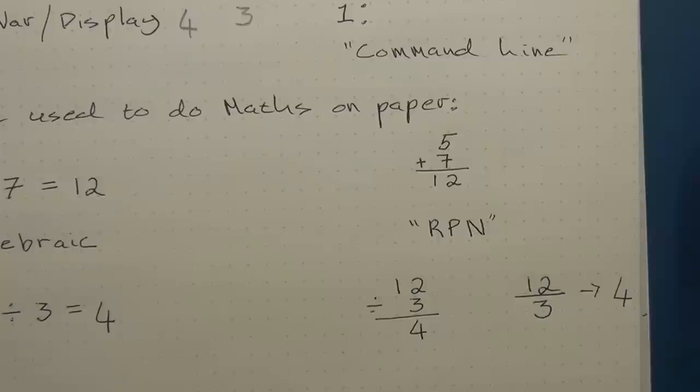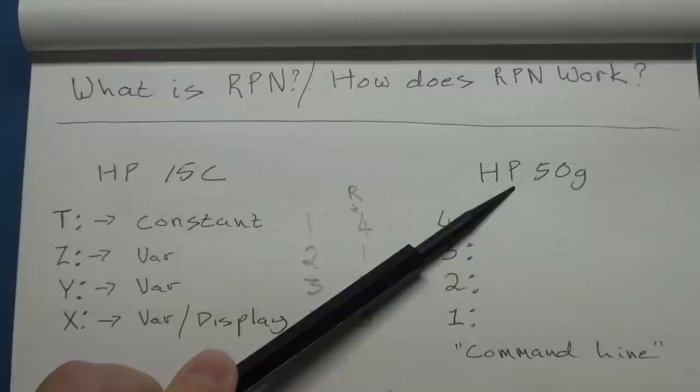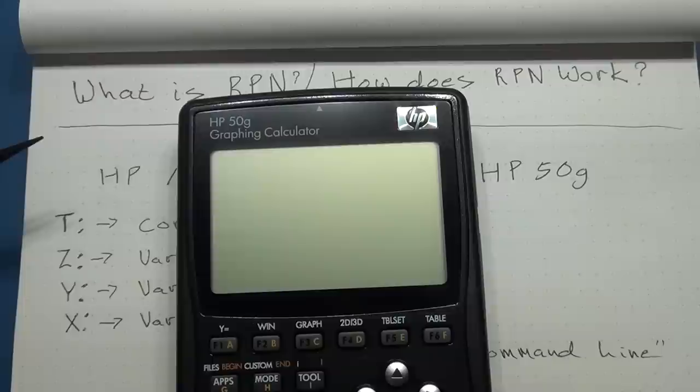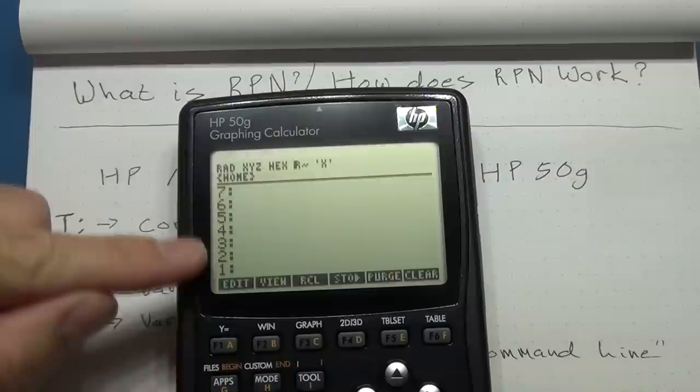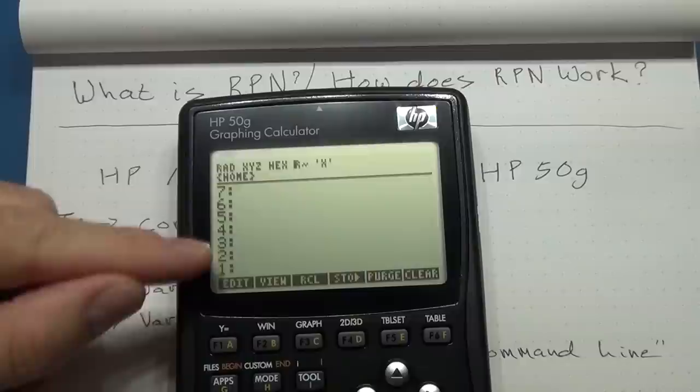Right, so let's have a look at this concept of the stack. As I said, we're going to have a look at the stack and the way it works in RPN on both the 15C and the 50G. Now, if I bring over my 50G just as a quick starter, so we can form a picture in our minds about how things work. On the actual calculator screen, you'll see it's got these numbers on the side. And this is part of the memory stack where you enter your numbers which you're going to do a certain function or arithmetic to.